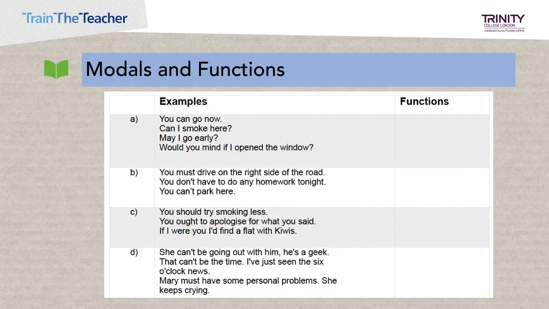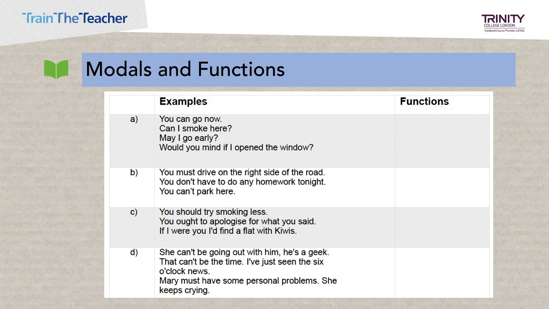Now, on page 3 of the task sheet, where it says Modals and Functions, have a look at the groups of sentences in the table. Above the table are the functions of the language being exemplified by the sentences. Decide which function belongs to which group of sentences. Remember, the function depends on the context, so it may be useful to consider the context first for each sentence group, so you can justify your answer.